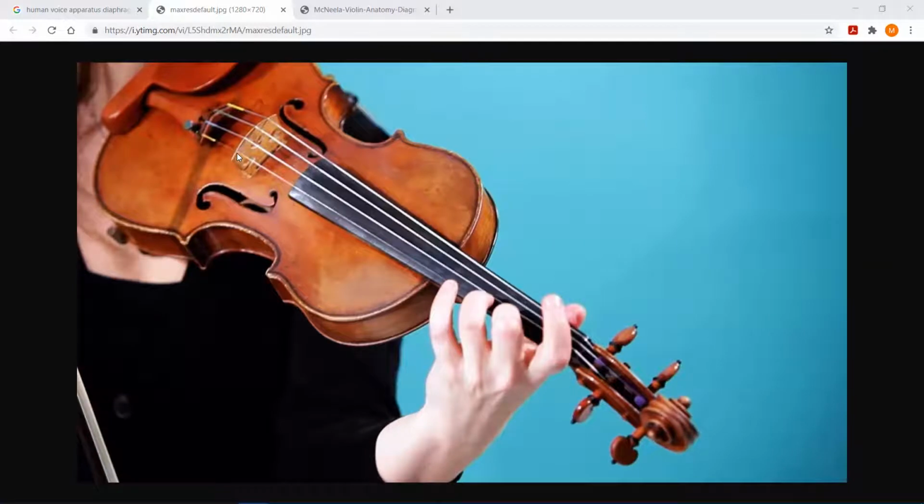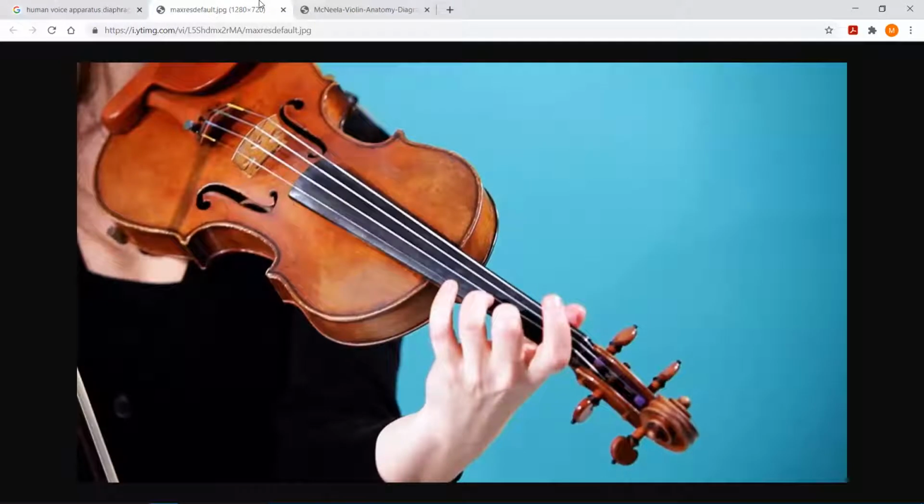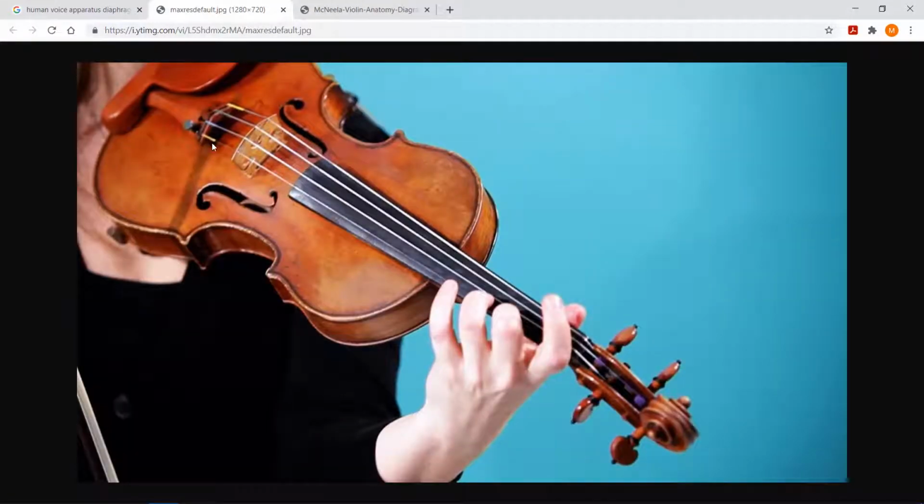This would be a node. That is called the bridge. I just looked that up. And then the other node would be over here at what is called evidently the nut. So there are no other nodes between those two if you're talking about the fundamental.